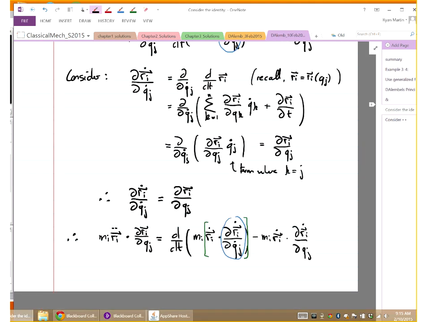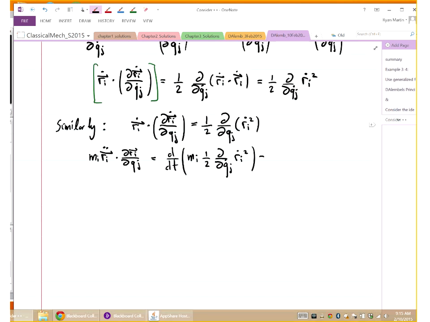And that's minus, and I'll do the same thing with the second term, right? That's the same as the term in green, except it doesn't have the dot on the q_j. So the second term I can write as m_i times a half ∂/∂q_j of ṙ_i squared. So note there's a dot on the first ∂q_j and not on the second.